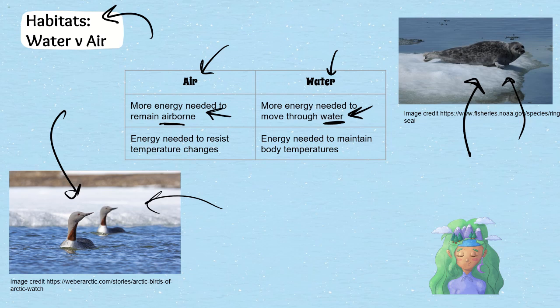And then because air is a better insulator than water, we don't need as much energy to maintain our body temperatures, but we need to use more energy to resist temperature changes. Water has a super high specific heat, and so it's a really good buffer to energy changes, but it's not a good insulator, so I need more energy to maintain a high body temperature. And so we have some benefits, but then we also have some challenges to living in or out of the water.